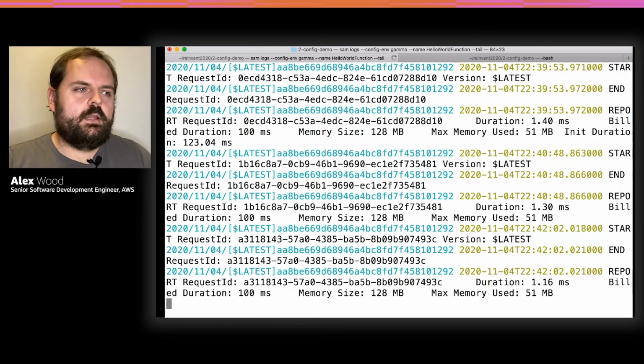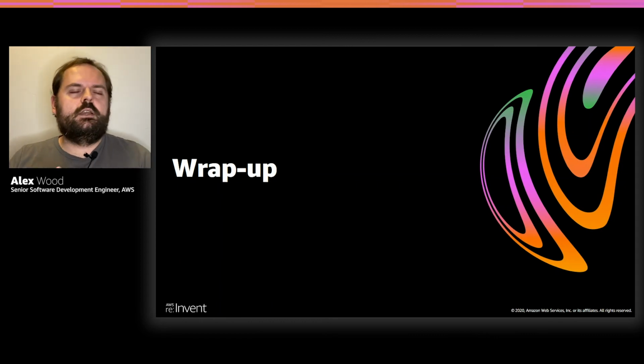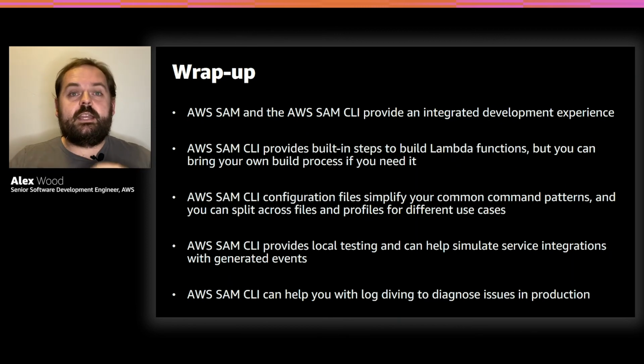All right, so let's wrap up what we've covered today. So again, AWS SAM and the AWS SAM CLI together provide an integrated development experience. So AWS SAM is really useful for simplifying your application infrastructure when it comes to common serverless integrations. And the AWS SAM CLI is really handy for being able to create these applications, to build your source code, to do local testing, and to handle the packaging and deployment of your AWS SAM built applications.